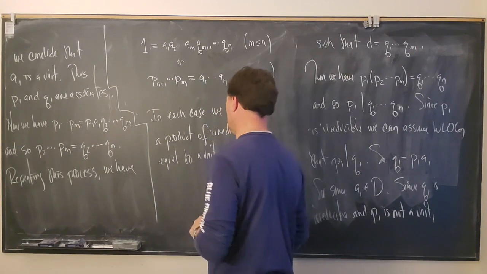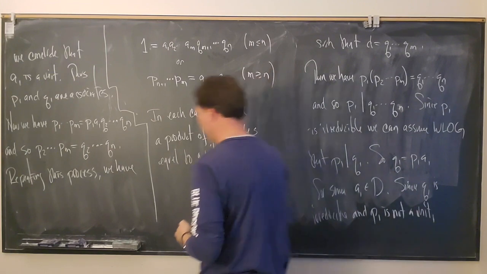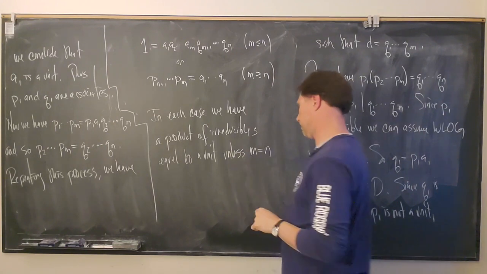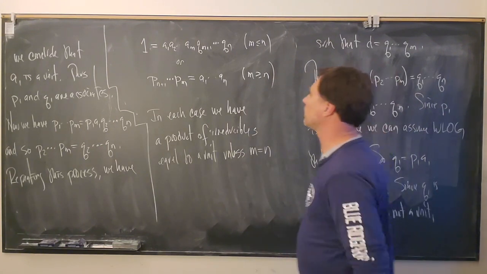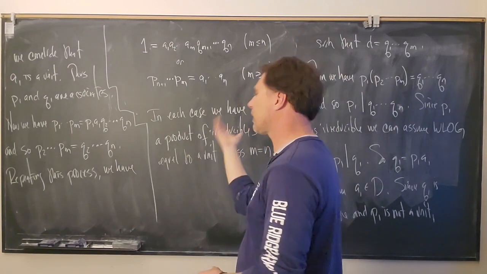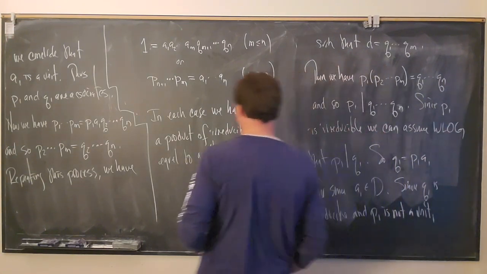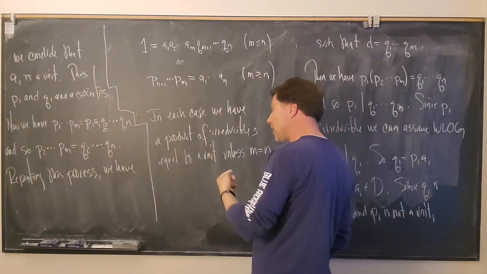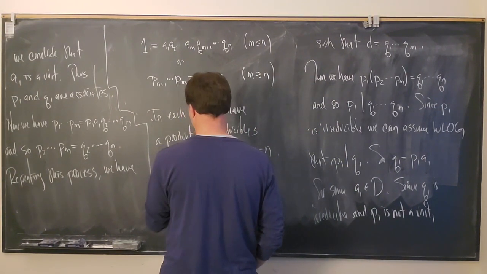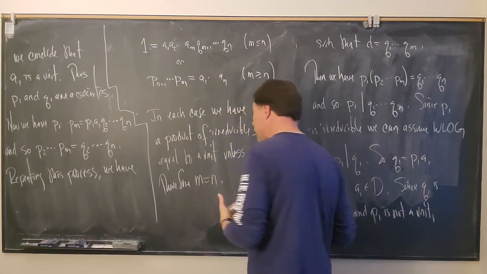Which is impossible. Well, okay, so unless M is equal to N. If M is equal to N, then we'd have perfect cancellation, and in the end, we would have some product of units equal to 1, which is fine. Okay, so since the product of irreducibles cannot be a unit, that tells us that M equals N, and so now we have completed the proof.